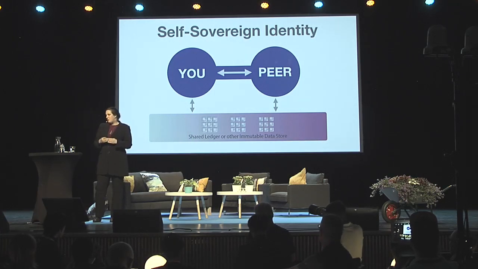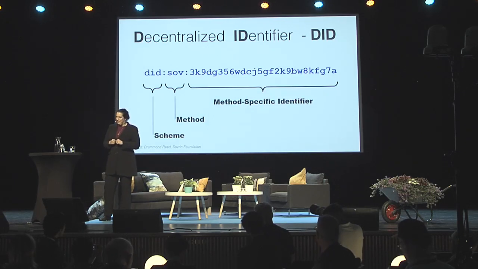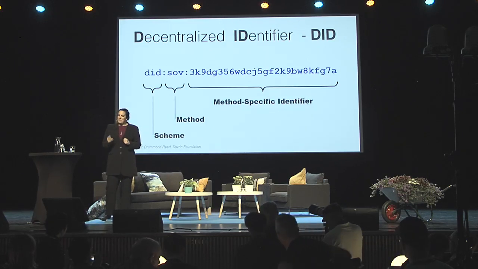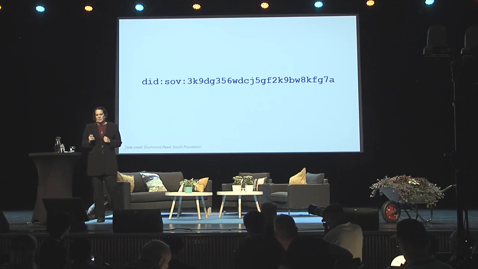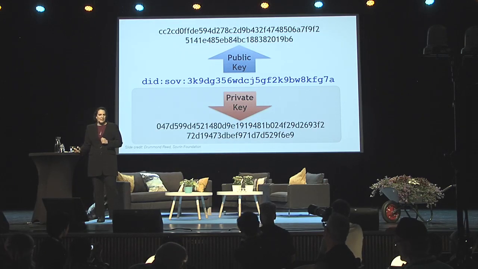And it does so using shared ledger or other immutable data stores. And so I'm going to walk through some of the core pieces of this technology so that you can understand the basic building blocks. So this is at the core of it all, the Decentralized Identifier. It's a really long number. And this really long number comes with two other numbers. It comes with a public key and a private key. And the private key is stored in a wallet.